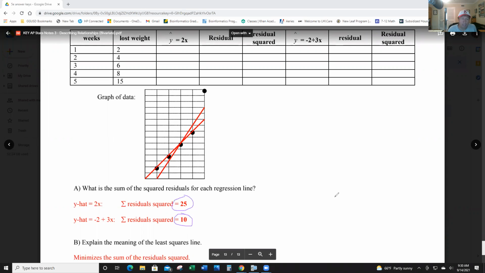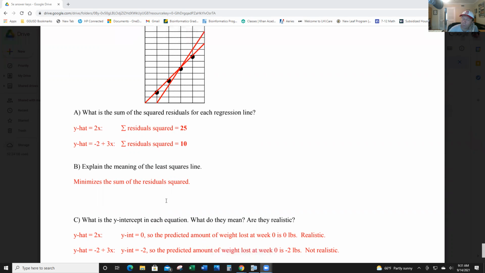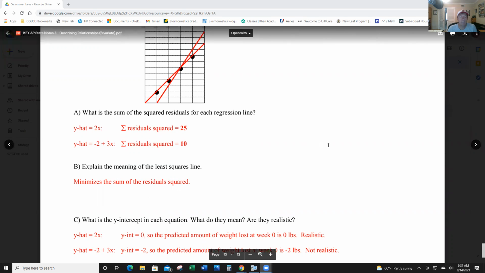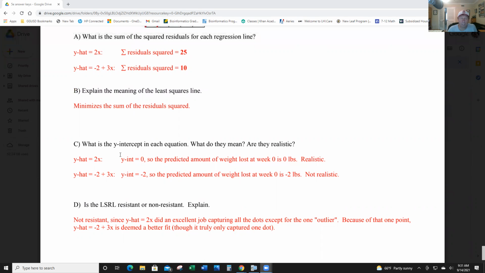Okay, explain the meaning of least squares. No problem. The meaning of least squares is the line that minimizes the sum of the squared residuals, or residual squared. Okay. C, what is the y-intercept of each equation? What do they mean? Are they realistic?